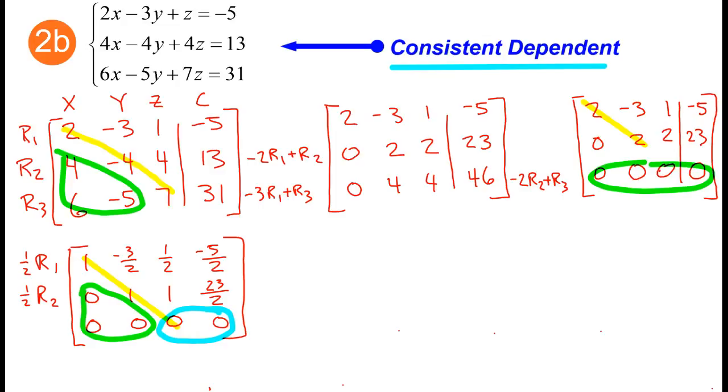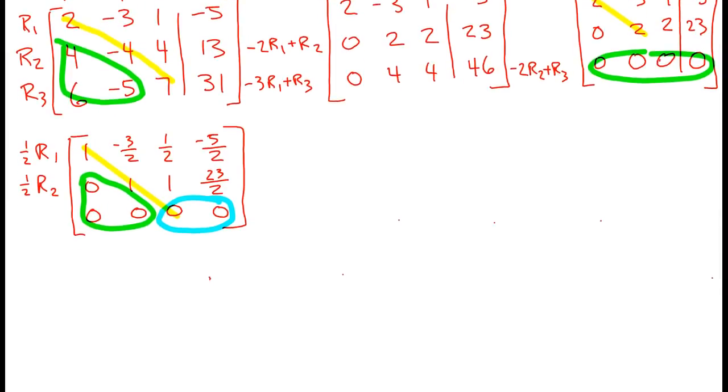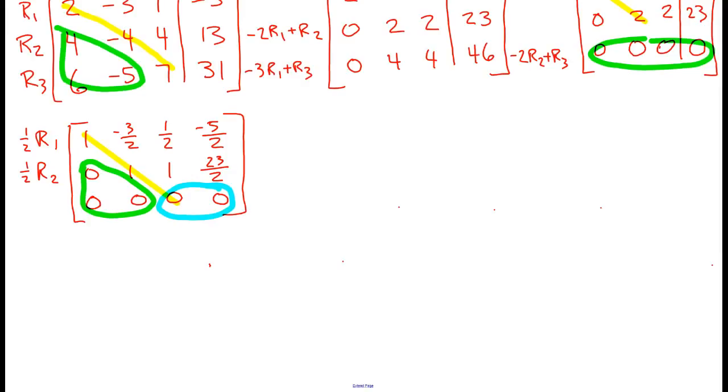At this point in time, we need to parameterize our solution. Okay, so what I'm going to do is, at this point, say, well, let me go ahead and write out what each of these lines represents. The top line represents the following equation: x minus 3/2 y plus 1/2 z equals negative 5/2.